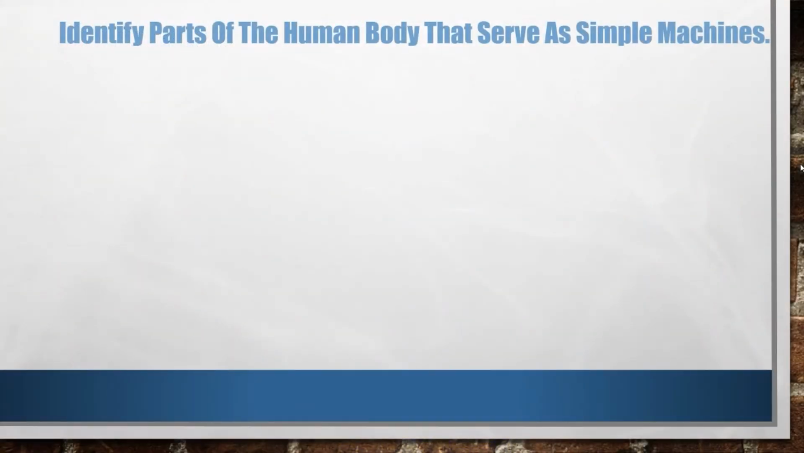Is it a simple machine? Is it made of only one moving part? Or is it a what type? It is a complex machine. Beautiful, because it is made of many of these different simple machines put together. And we're going to find out what some of these simple machines are. So when you're explaining, you need to give your reasons. All right. So can we identify some parts of the human body that can serve as simple machines?